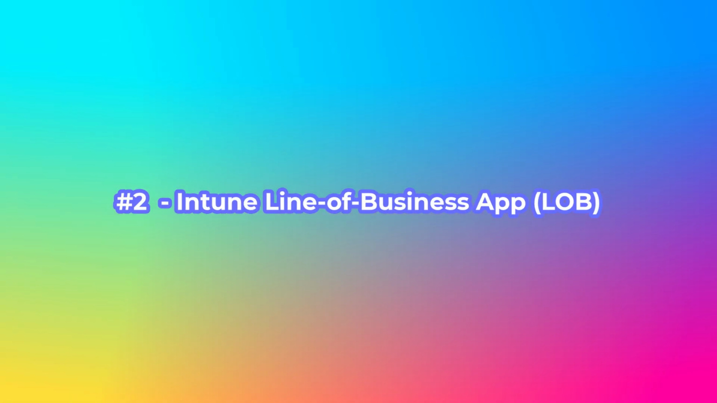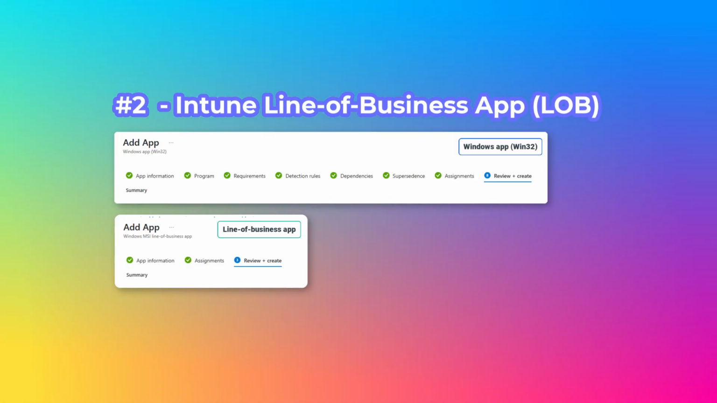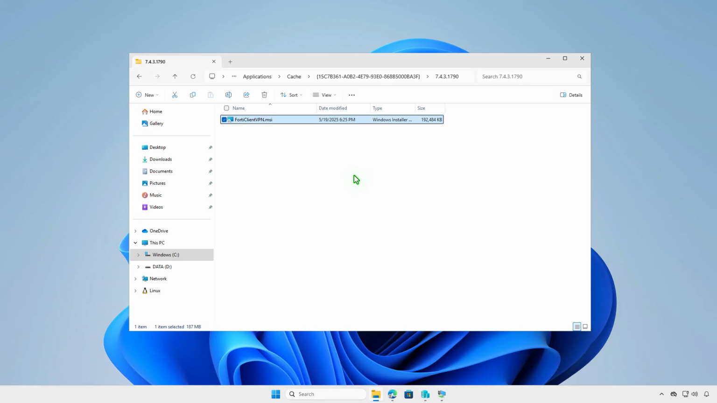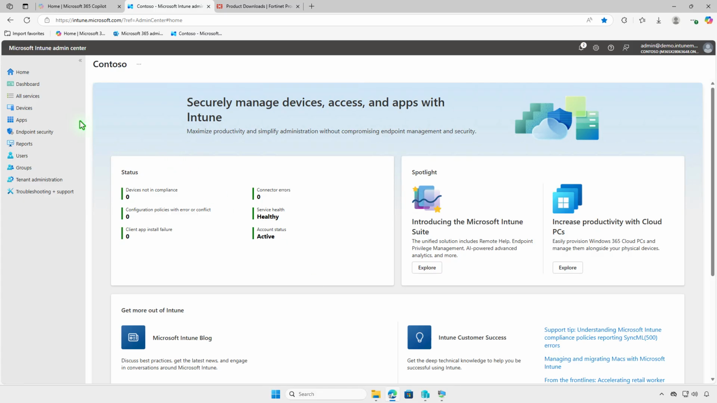The second method is to deploy the app as a line of business app in Intune. This method is simpler but offers fewer options for controlling the deployment. You only need to download the MSI installer and deploy it directly through Intune without converting it using the Intune Win32 app utility. Log in to the Intune Admin Center and add a Windows app as usual.